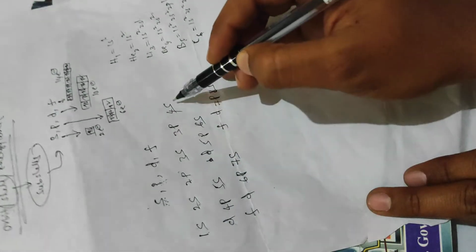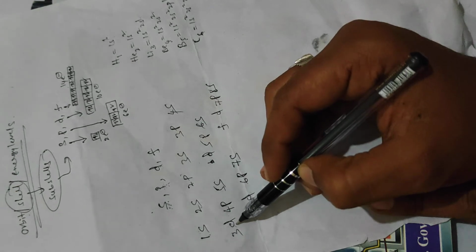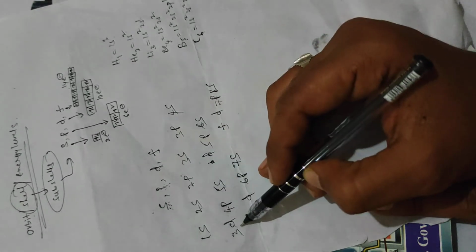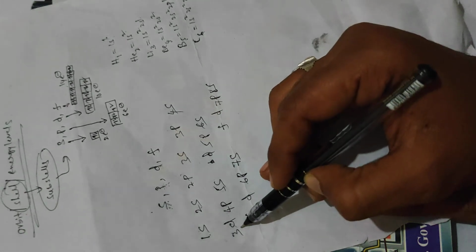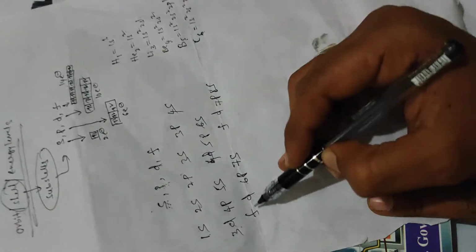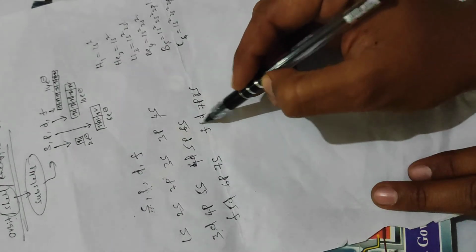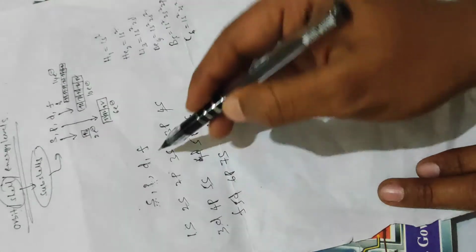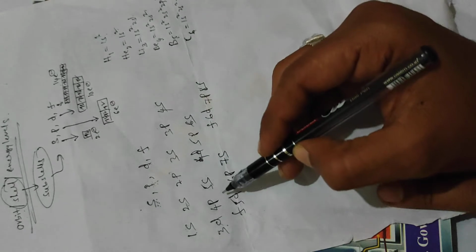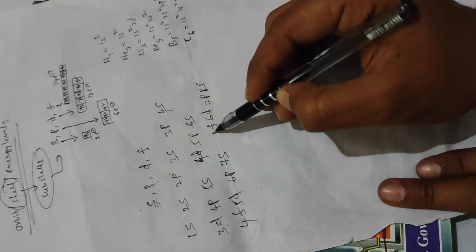Here after 4s we have 3d, because everybody knows that p orbital starts with 2p and d orbital starts with 3d, so we need to write the first d as 3d, and after that 4d, this is 5d, and this is 6d. Next, the f orbital starts with 4f only, so first f would be 4f, next one is 5f.